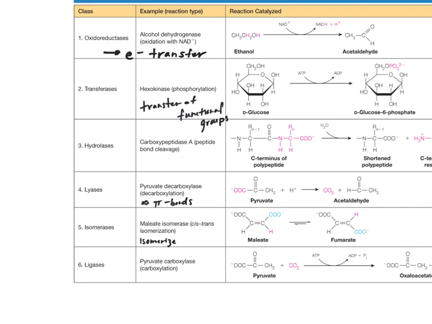And then the last one, ligases, fairly easy. What do you think they do? They ligate things together, right? So they're going to join two separate things. This usually involves the hydrolysis of ATP. So ligases usually have to utilize ATP to make bonds form.